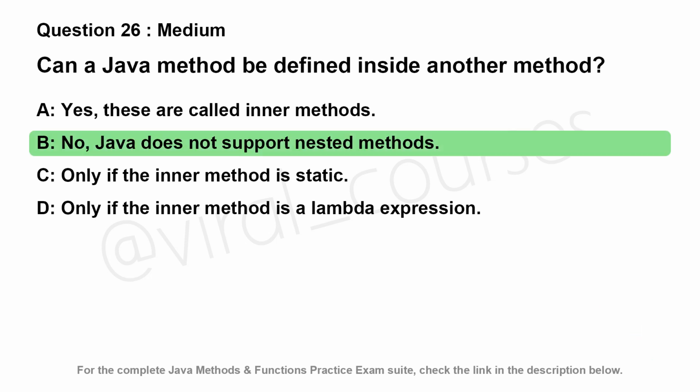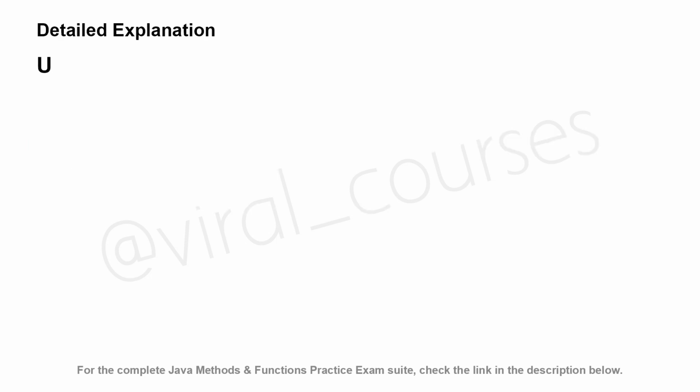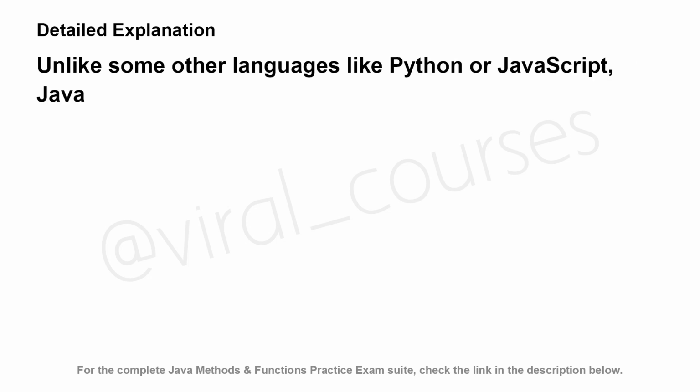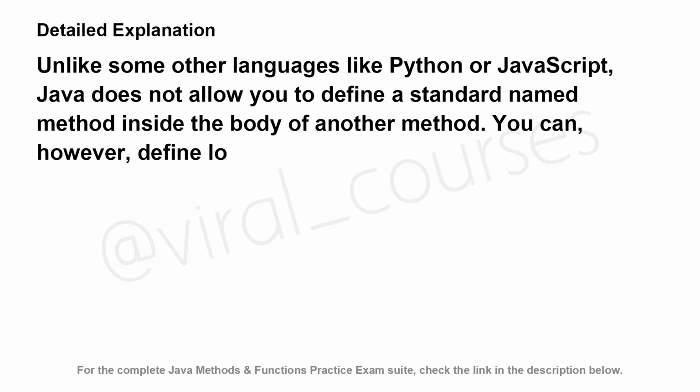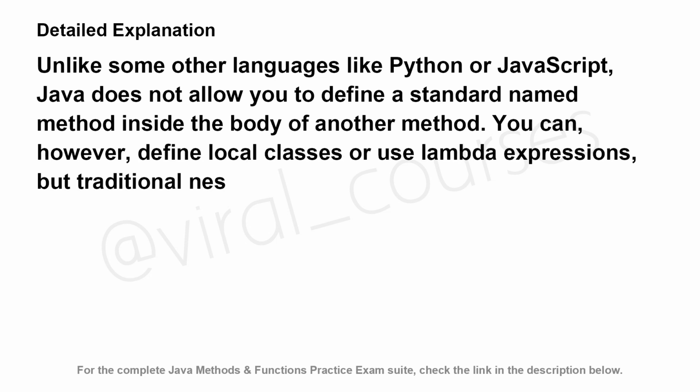The correct answer is B. Unlike some other languages like Python or JavaScript, Java does not allow you to define a standard named method inside the body of another method. You can, however, define local classes or use lambda expressions, but traditional nested methods are not supported.